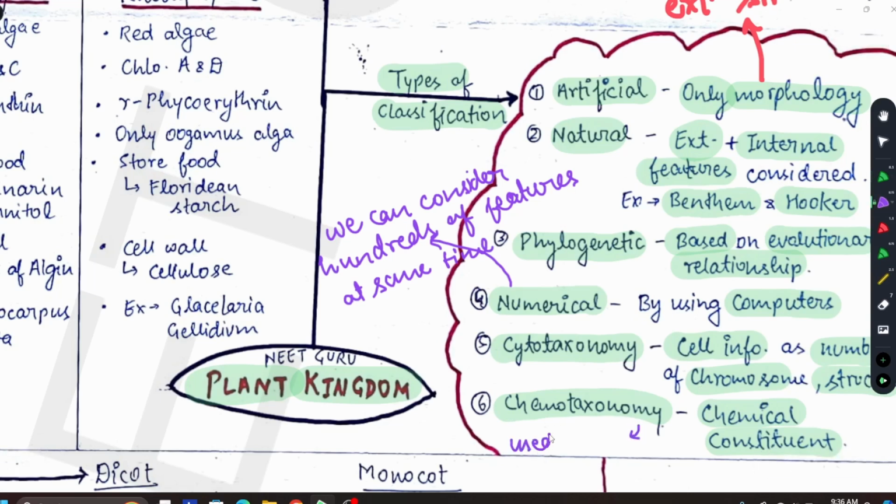Chemotaxonomy is generally used for plants, and we use the chemical constituents of the plant. We basically analyze the presence of chemicals in a plant, and on the basis of those chemicals we do the classification. So these are six different types of classification we studied here.